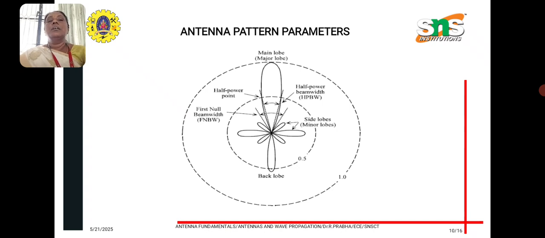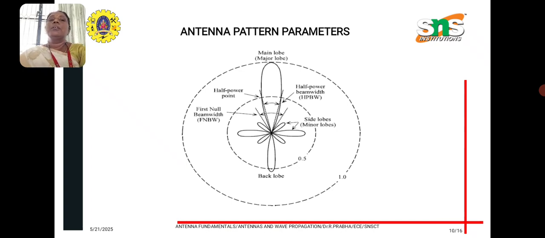And this is an example radiation pattern. Here the center lobe is the major lobe, which gives the maximum radiation direction, and other than the major lobe, all the other lobes are called side lobes. In the side lobes we have back lobes and also minor lobes. The back lobes and minor lobes represent the power loss in unwanted directions. For many important applications, they should be eliminated.